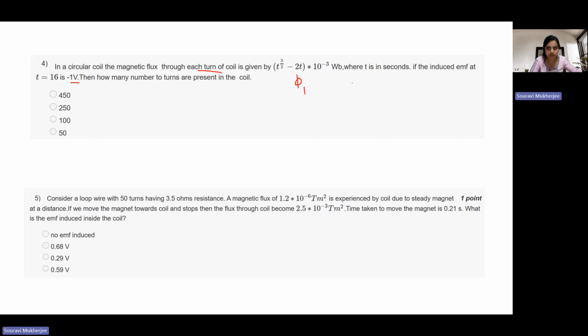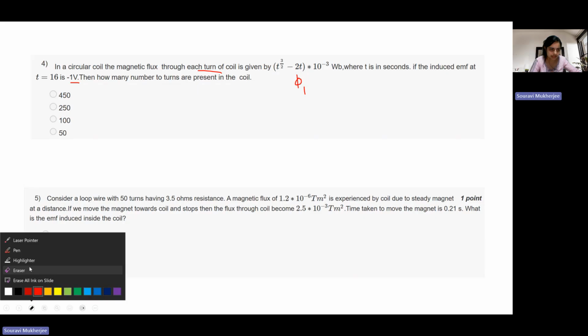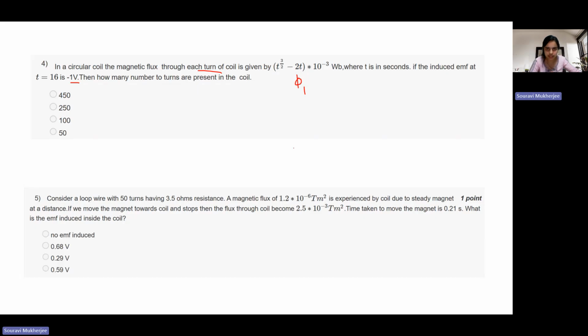Now, what is the phi for N coils? It should be N into phi. So basically, if the number of coil turns is N, then N into phi for one coil, that's your net flux. Now, this is a function of time, which is given here. The function is given here.